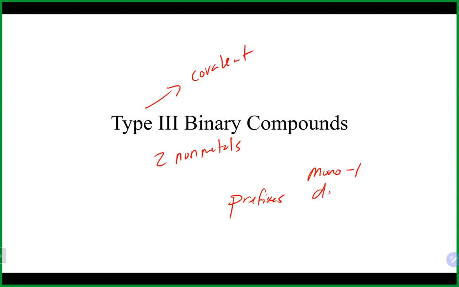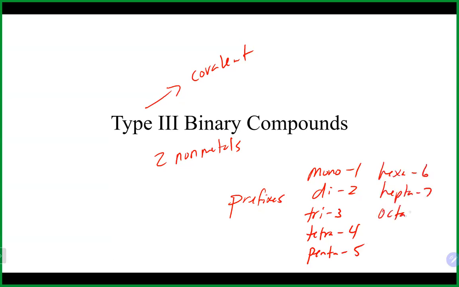I think there's a table coming up. Di is 2. Tri is 3. Tetra is 4. Penta is 5. Hexa is 6. Hepta is 7. Octa is 8. Nona is 9. And deca is 10.